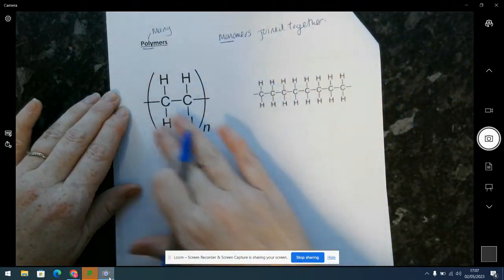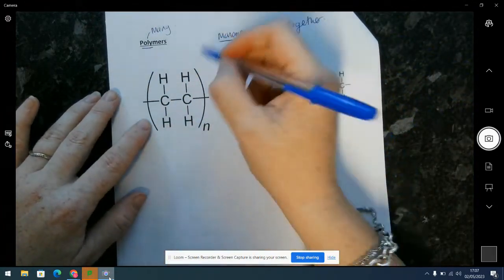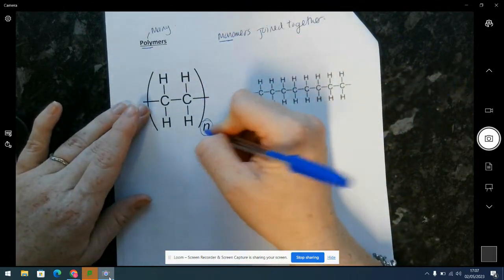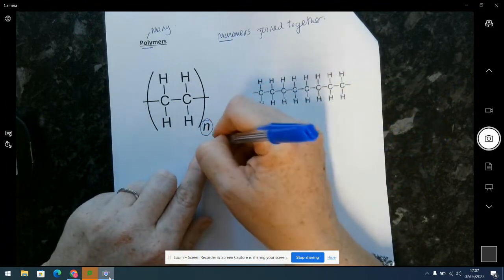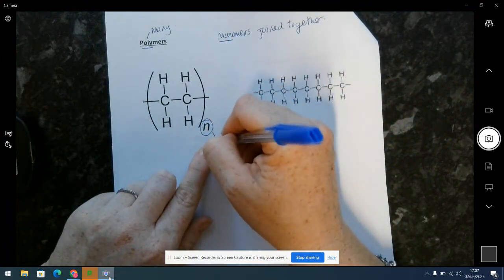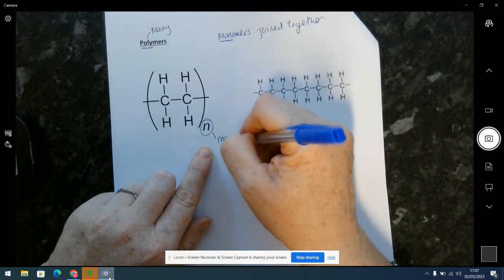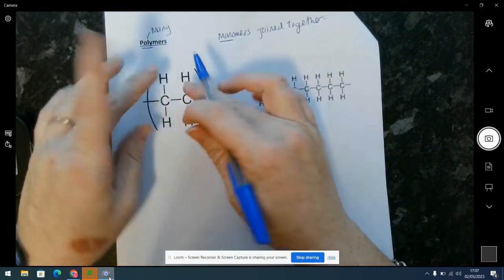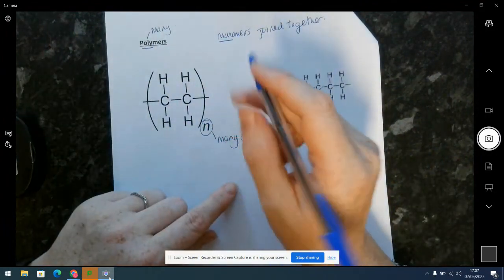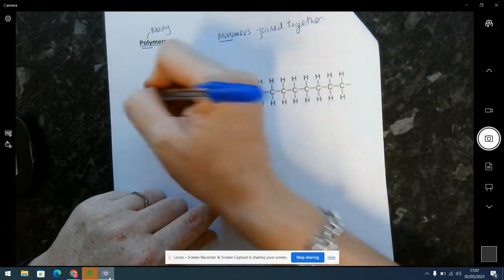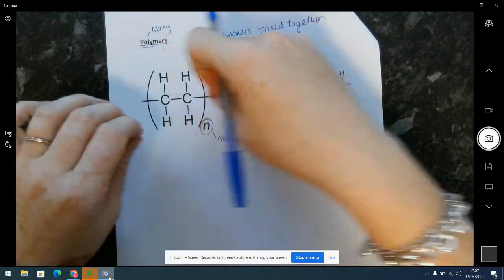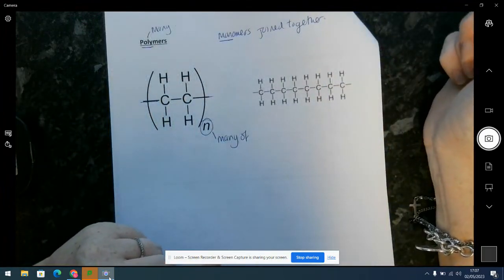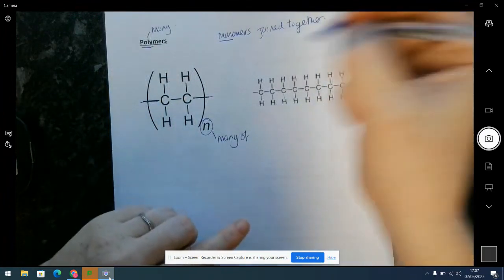You need to be able to spot a polymer from the picture. So what you'll always see from a polymer is the bracket. You'll see this thing here, which is the scientific term or even the maths term for many. So many of, lots of. What we're saying is we've actually got lots of these units all joined together. You can see the line comes out beyond the bracket to show you that in fact we've got this long repeating chain.